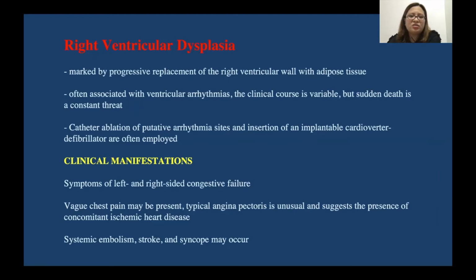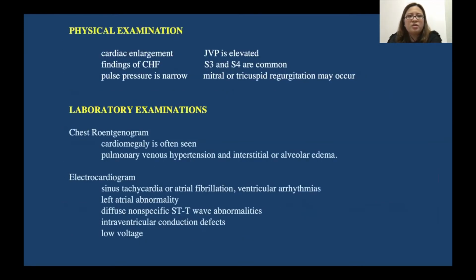Clinical manifestations include symptoms of left and right-sided congestive failure. There may be a vague chest pain. Unusually, there is typical angina pectoris, and if that's the case, this may suggest the presence of a concomitant ischemic heart disease. It might present with systemic embolism, stroke, and syncope. So on physical examination, these are the PE findings that you can appreciate. You need to request for the following laboratory examination.